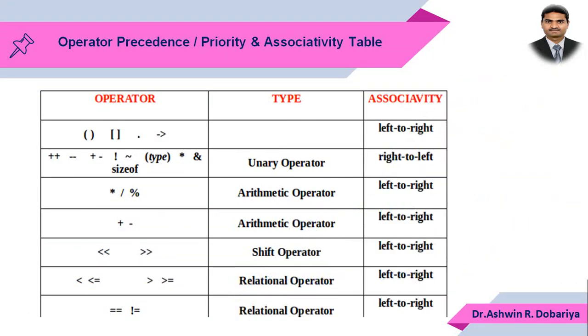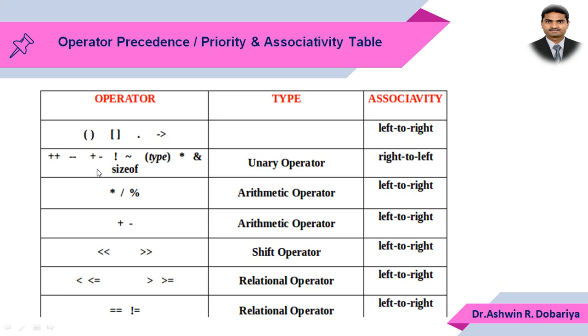In the upcoming slides, this is the list of operators, the type of operators, and their associativity. The operator which comes at the top has the highest priority. Out of all the types of operators, the brackets and dots, which are generally used with pointers, have the highest priority in execution, and the associativity is left to right.